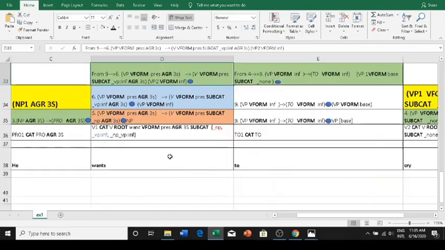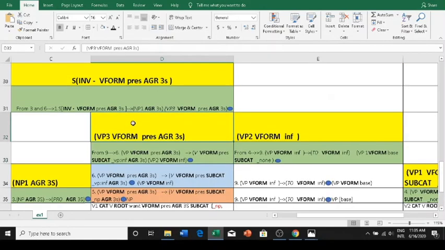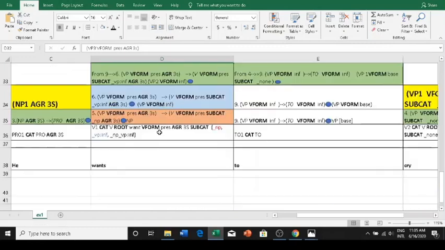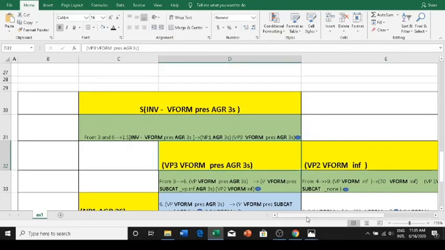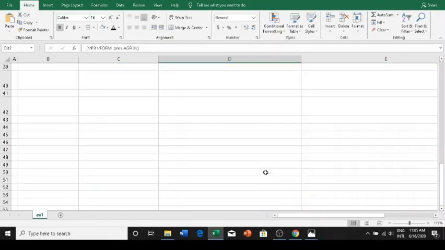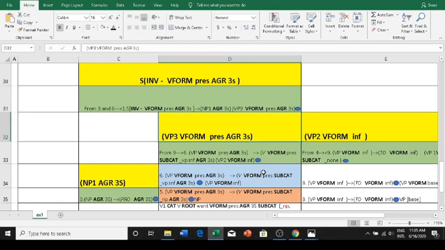For this section, the constituent generated is the left side of the production. So what is the constituent generated? Again, it is a verb phrase, and we will name it VP3. Its feature values are present for V form and 3s for AGR. Okay, so that's done. Now we will see whether all the constituents generated on the right can help us conclude whether this is a proper sentence.